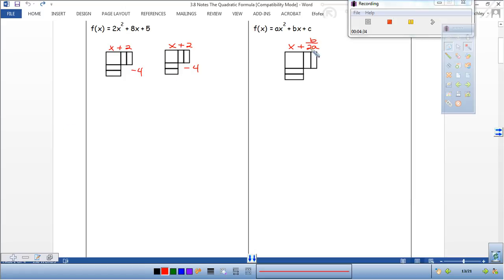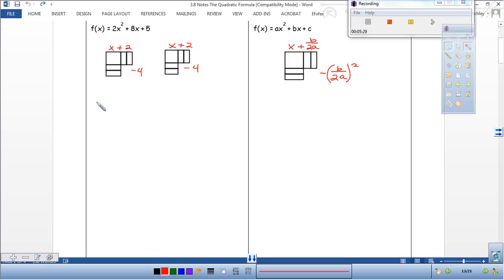What's the length of this right here? b over 2a. And this is also going to be b over 2a. So if I square this, that's what I'm missing. I'm missing b over 2a squared. That's for that missing piece right there, right? So I'm missing 4.